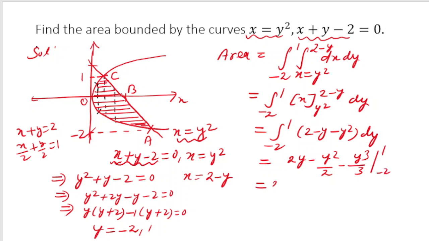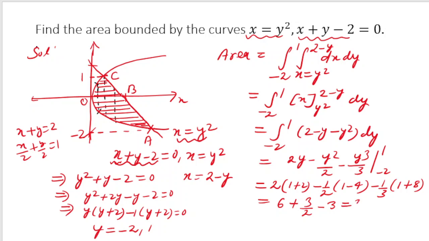So let us do the simplification now. 2y means 1 plus 2, minus 1 by 2 y square, 1 minus 4, and minus 1 by 3 y cube, 1 plus 8. So let us do the simplification. 2 plus 1 is 3, into 2 is 6, minus, this is how much, 1 minus 4 is minus 3, so it will become plus 3 by 2, and this is minus 9 by 3, so minus 9 by 3 is equal to 3. So we get 6 minus 3 is 3, and 3 plus 3 by 2, so 6 plus 3, 9 by 2. So this is the area.